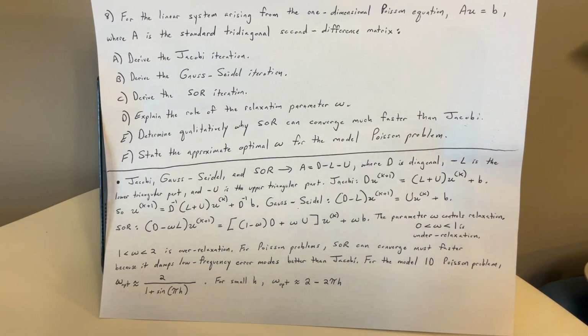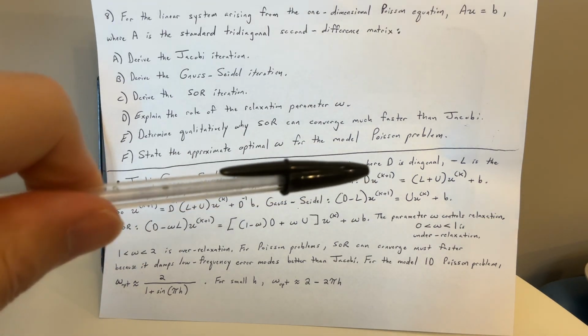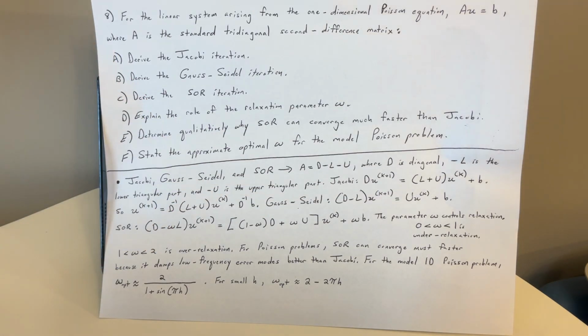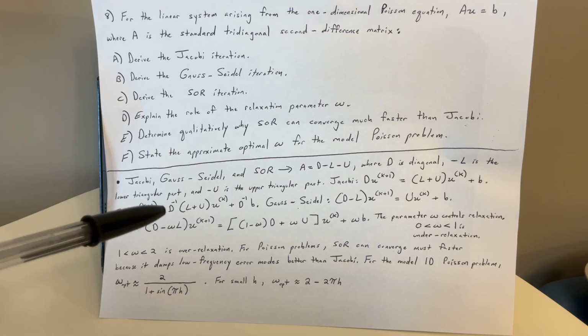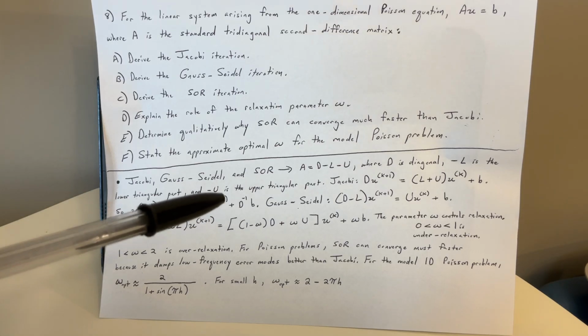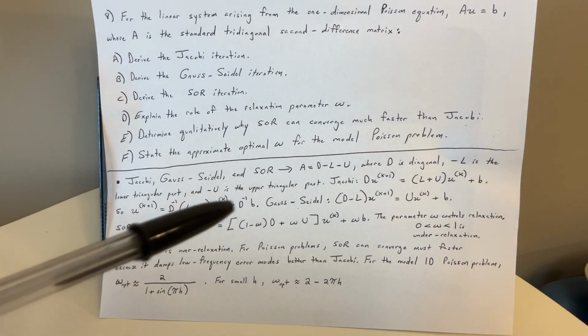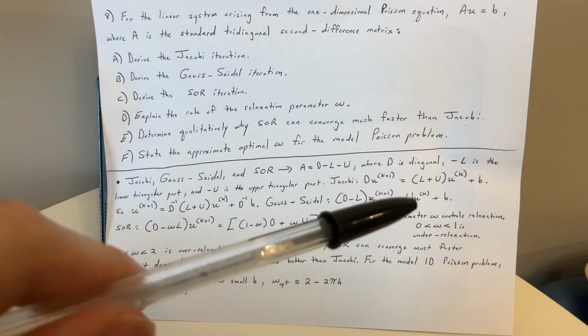SOR is A equals D minus L minus U, where D is the diagonal, and negative L is the lower triangular part. Negative U is the upper triangular part. For Jacobi, D u to the k plus 1 equals (L plus U) u to the k, plus b. So u at iteration k plus 1 equals inverse D (L plus U) u at iteration k, plus inverse D b. For Gauss-Seidel, (D minus L) u to the k plus 1 equals U u to the k plus b.